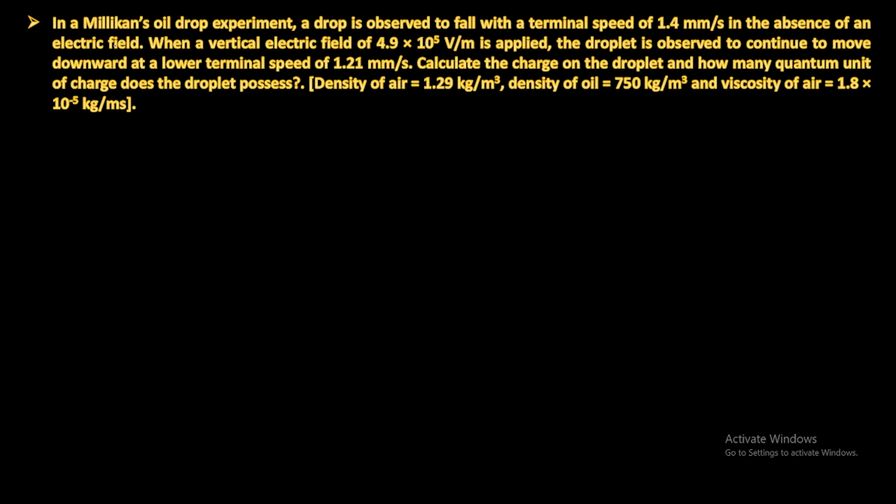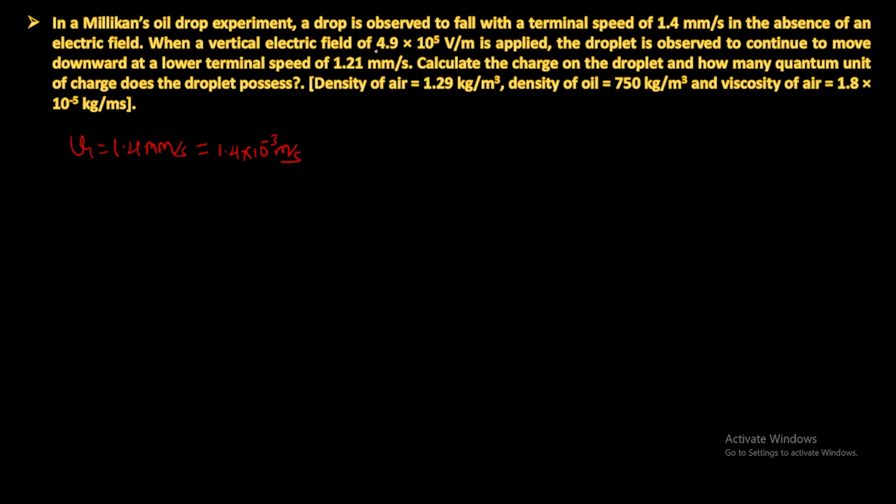Look here. Our second question is, in Millikan's oil drop experiment, a drop is observed to fall with a terminal speed of 1.4 millimeter per second in the absence of electric field. The first condition here, in the absence of electric field, terminal velocity v1 is given, which is 1.4 millimeter per second. When we convert into the SI system, we will get 1.4 into 10 to the power minus 3 meter per second. This is the first terminal velocity in the absence of electric field.